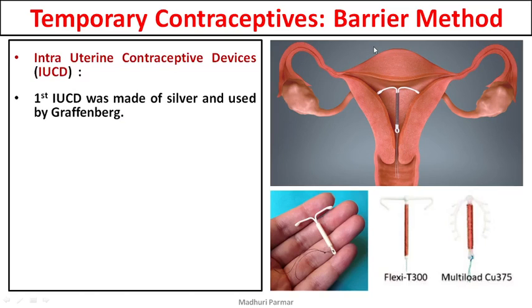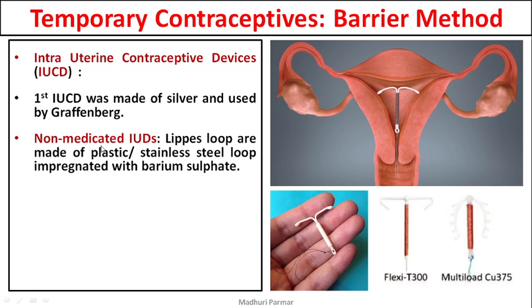In barrier methods, you also have a third variety, which is the intrauterine contraceptive devices, IUCD, or very commonly known as IUD, intrauterine device. Intra means within, so within the uterus there are certain devices that can be used. As you can see here, this is the uterus, and this is the IUD. The first IUD was made of silver and used by Grafenberg.